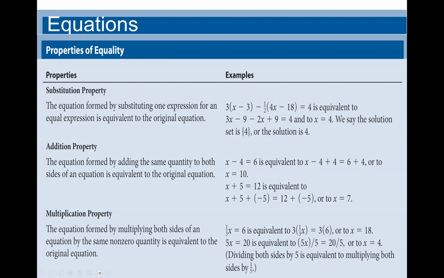We also have 5x equal to 20. I want to look for the value of x. So I'm going to divide the left side and the right side by 5. So we get 5x divided by 5 equal to 20 divided by 5. So 5x divided by 5 will give us x. 20 divided by 5 will give us 4. So that will be our solution, x equal to 4.